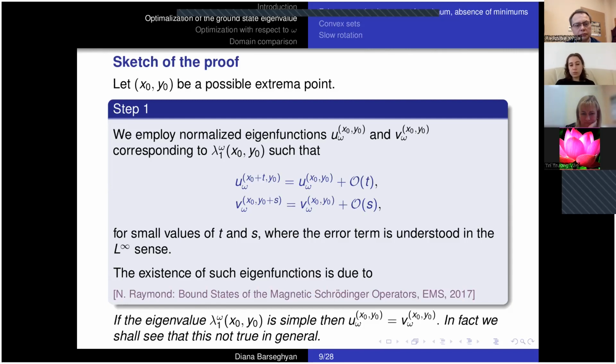And also we'll construct the example that this is not true. In general, it's not true. There are examples that show that the ground state eigenvalue is not simple. Therefore, applying the more standard method of perturbation theory is impossible in this case. But nevertheless, the existence of such eigenfunctions is guaranteed. So, for example, you can check this from this book, Raymond, Bound States of the Magnetic Schrödinger Operators.